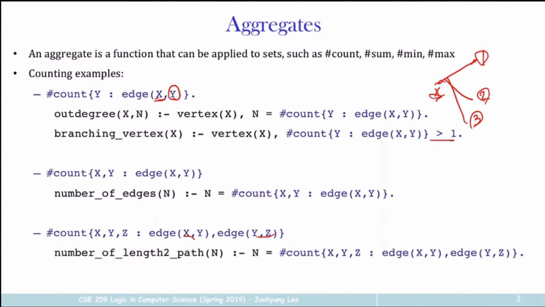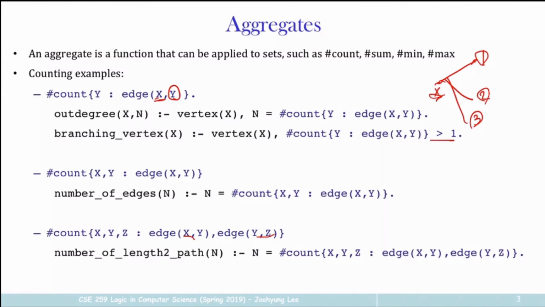Yes? Would that count 2 edges? Could it count the same edge itself? Yes, true. So here, xy and yz are not necessarily distinct. So maybe a more correct way to say it is paths of length up to 2. Good point. Yes, xy can actually be the same as yz. So in that case, it's actually counting the same edge twice. Any other question? All right.